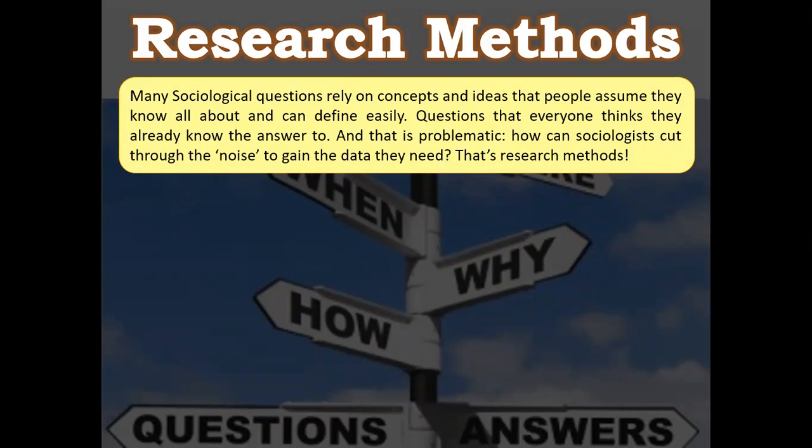And that's pretty problematic because there's a lot of noise created there. There's a lot of people who assume they know the answer to questions when actually they don't. Or the questions might have different answers depending on who's doing the looking. So how do we gain the data we need when we're sociologists? Well, that's research methods. That's how we find out what we need to know. And that's the subject of this intro.